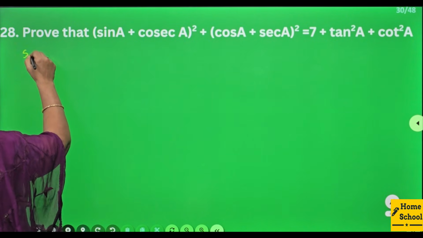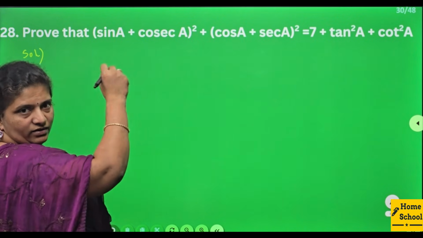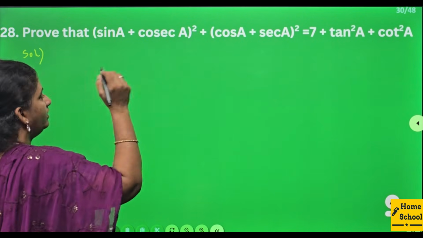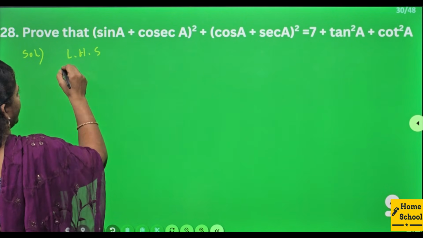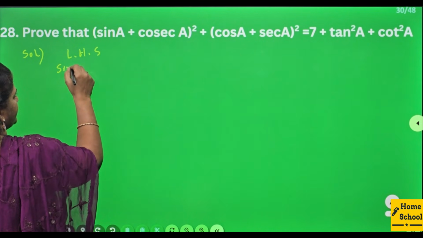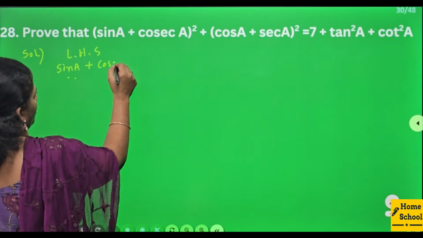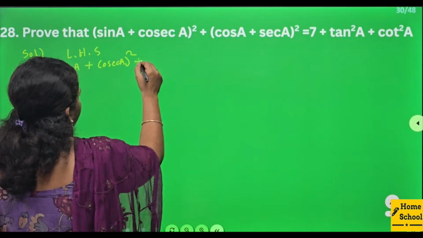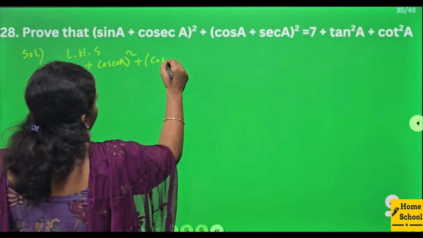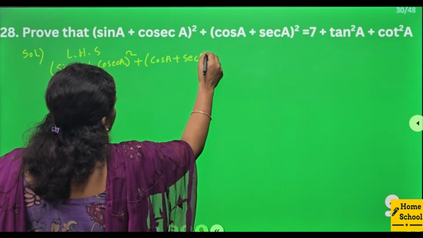Let us start proving this. Rewrite the question again, given, and write the full question. Now consider the left hand side. What is the left hand side? (sin A + cosec A)² + (cos A + sec A)².